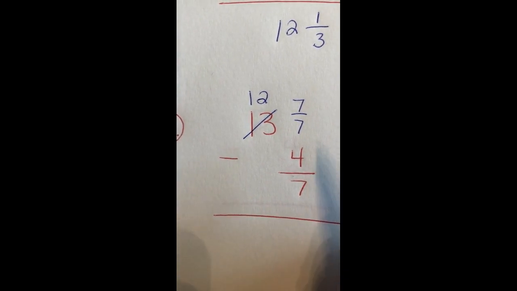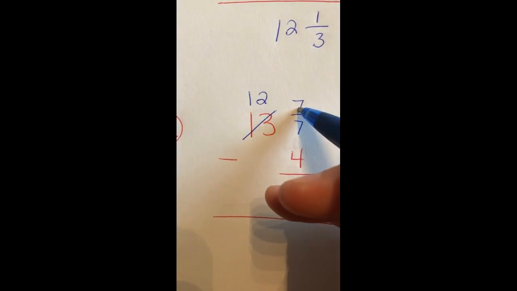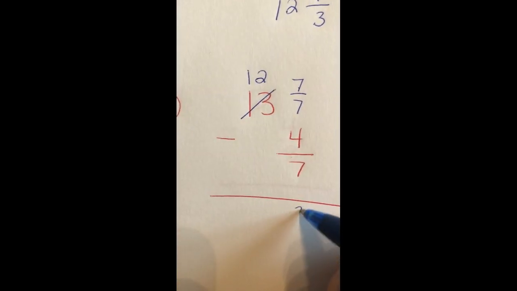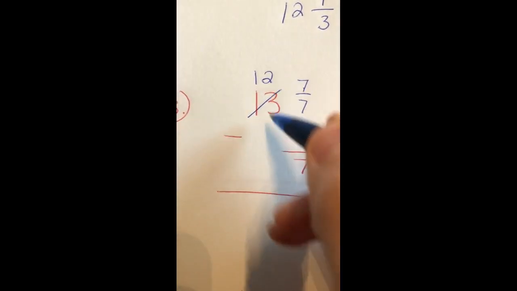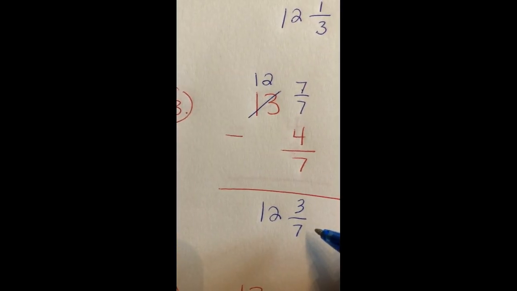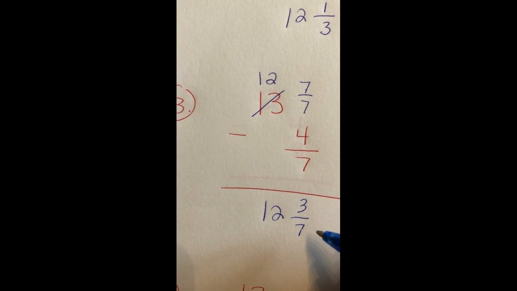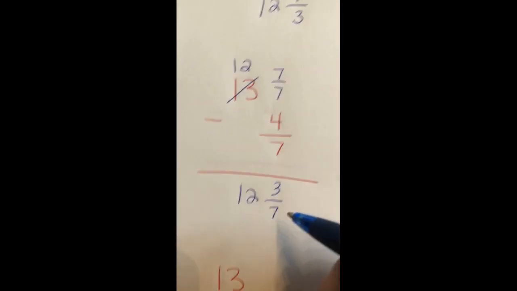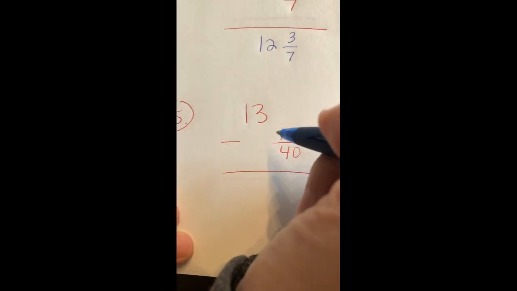All right, so I'm going to subtract my numerators. 7 minus 4 is 3 over 7. 12 minus nothing is 12. So the answer to number 3 is 12 3/7. Let's move on and do number 5.